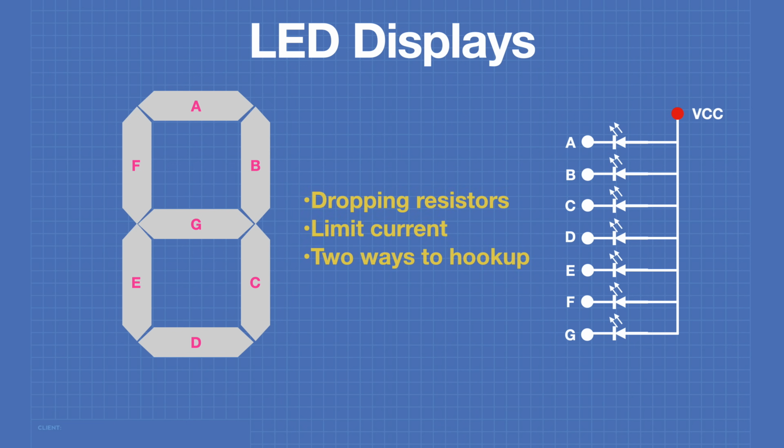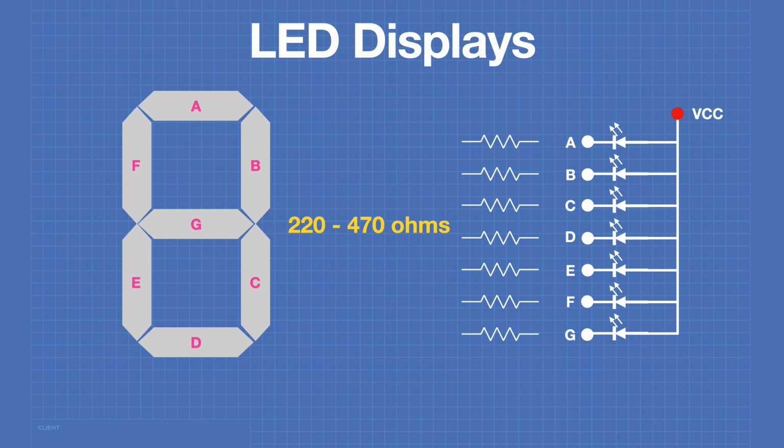No matter which configuration you choose, you're going to require dropping resistors. These will limit the amount of current and voltage delivered to each LED. There are 2 different ways to hook up dropping resistors to a 7-segment display. The most common and best performing method is to use an individual resistor for each of the segments in the display. For a 5-volt power supply, these resistors can be somewhere between 220 and 470 ohms.